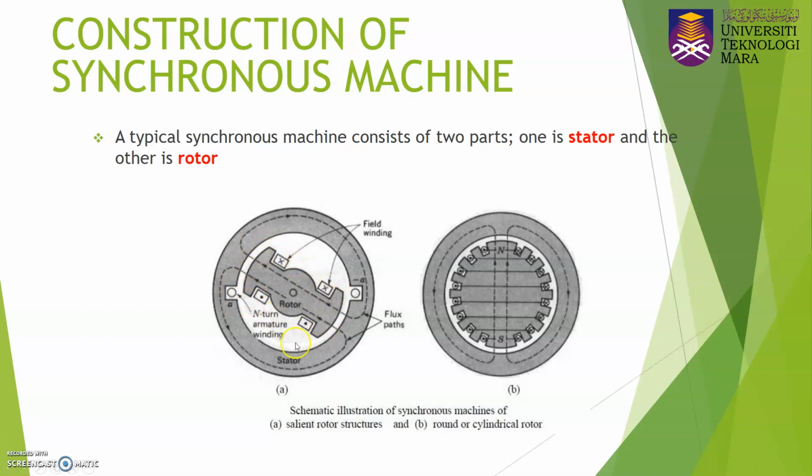Alright, the first picture represents the synchronous machine made of the salient rotor structure. This other one also represents a synchronous machine, but with a round rotor, or we can also call it a cylindrical rotor. So basically these are the two different types of rotor for the synchronous machine. It has a stator part and also a rotor part. Here is the air gap, and here also the air gap.